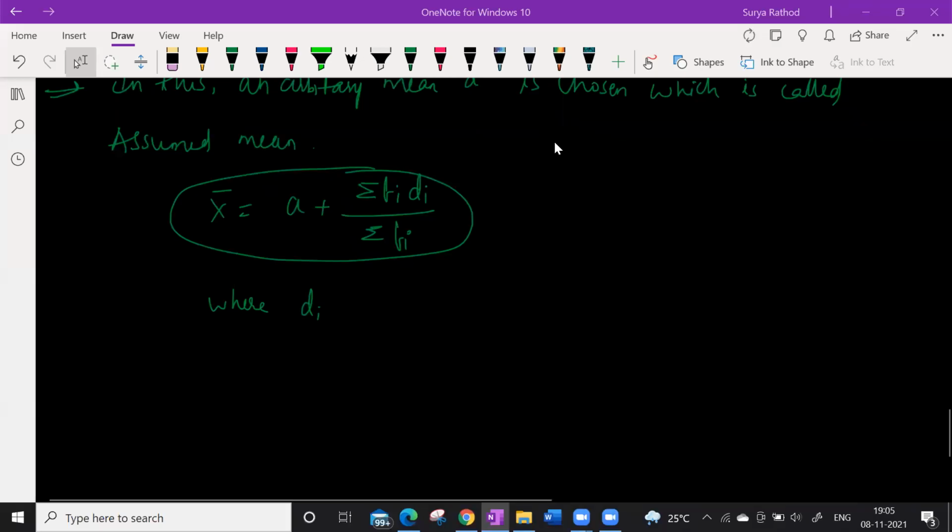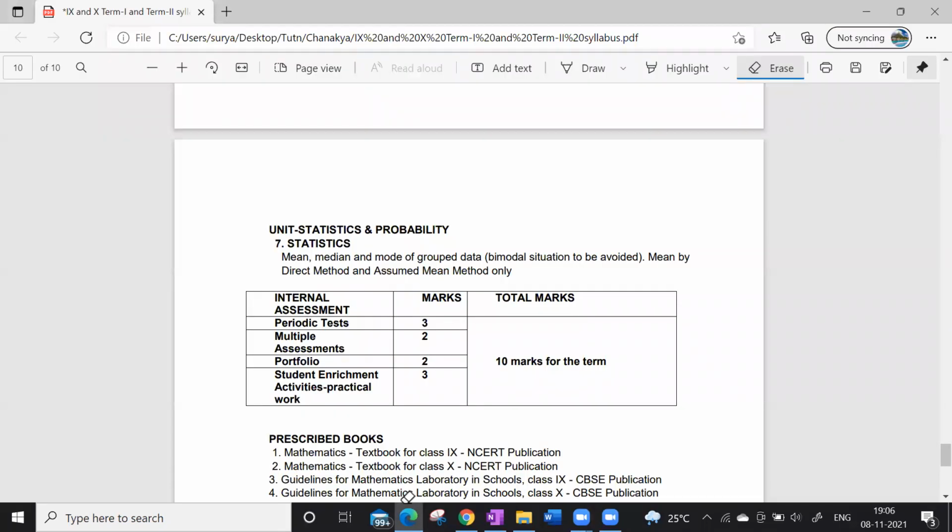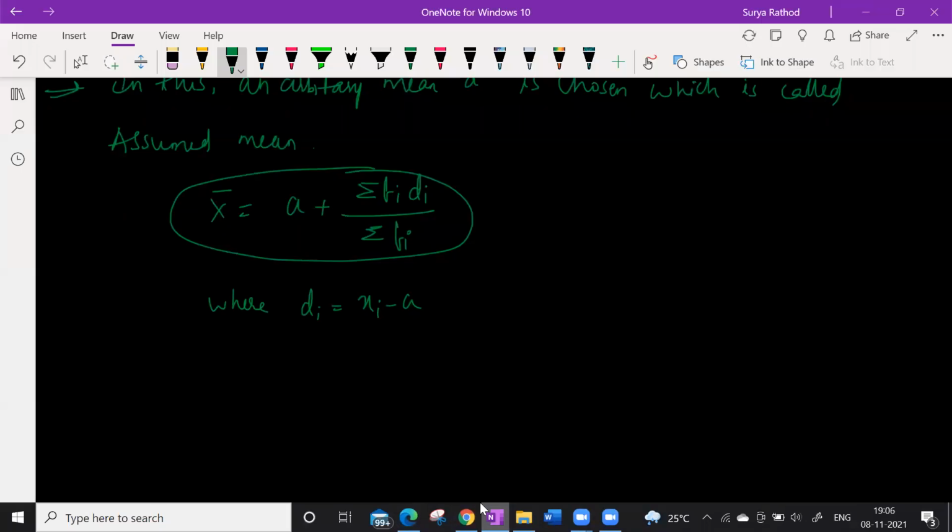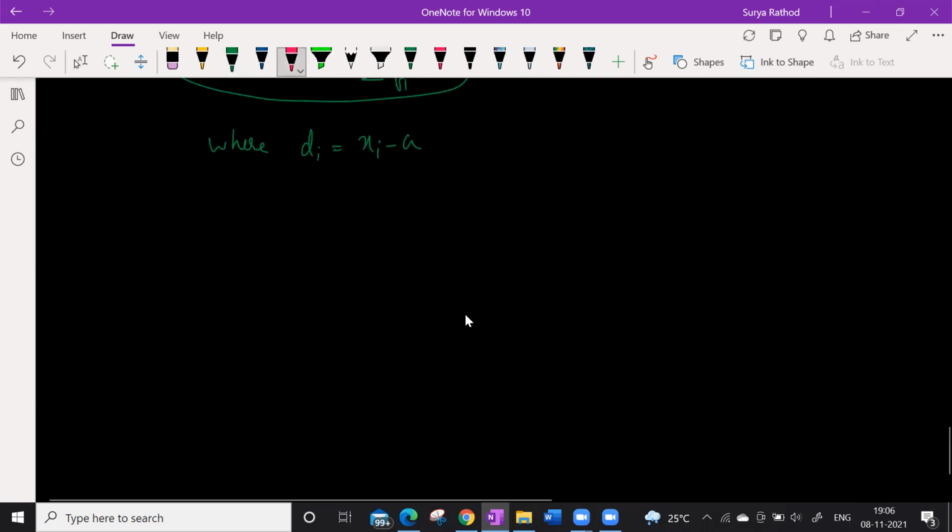Yes, assumed mean x is equal to a plus summation of fi into di divided by summation of fi. What do you mean by di here? Xi minus a, that particular observation. So you have the step deviation method as well, but that is not in your syllabus. So we will just discuss the formula for that as well.